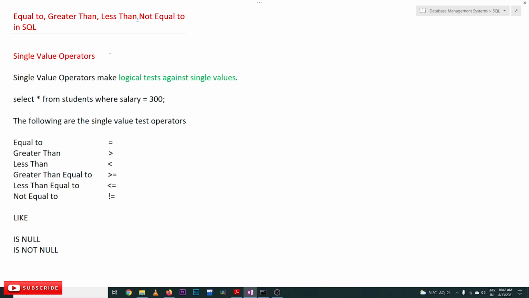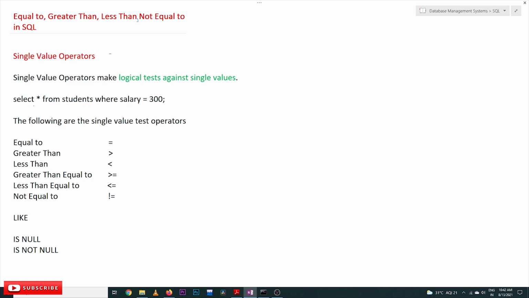Single value operators make logical tests against single values. Whenever a logical test is made against a single value, those operators are called single value operators. They are capable of making only a logical test against single values, and these operators are used in the where clause.